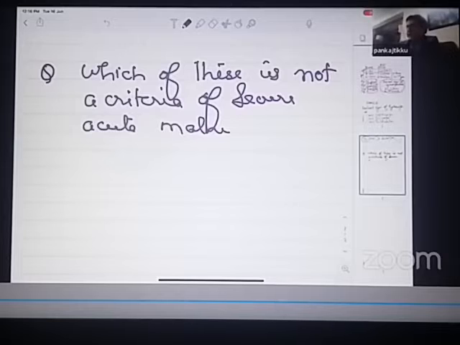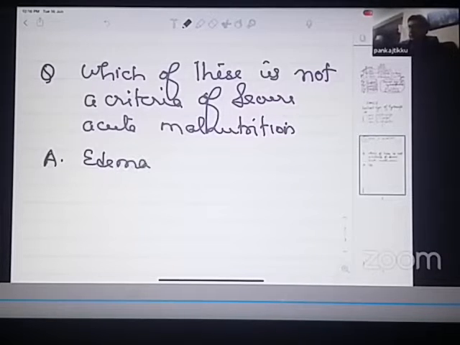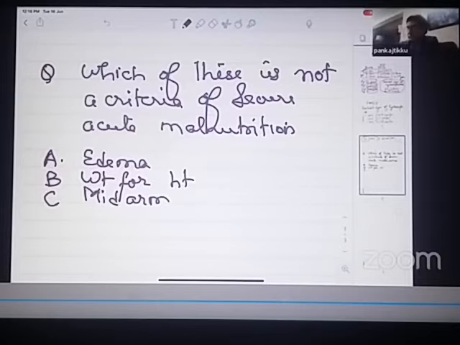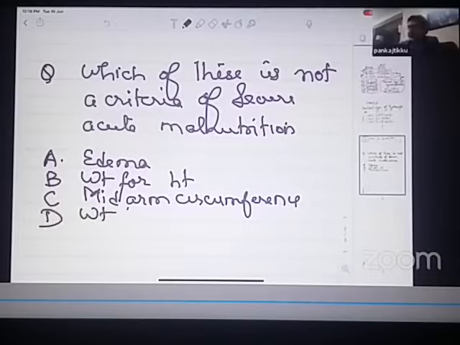And what were the choices that were given? The choices that were given was edema. The second choice was weight for height. The third choice was mid-arm circumference. And the fourth choice was weight for age. So now it is pretty simple, which is the criteria which is not used to define severe acute malnutrition. It is weight for age.